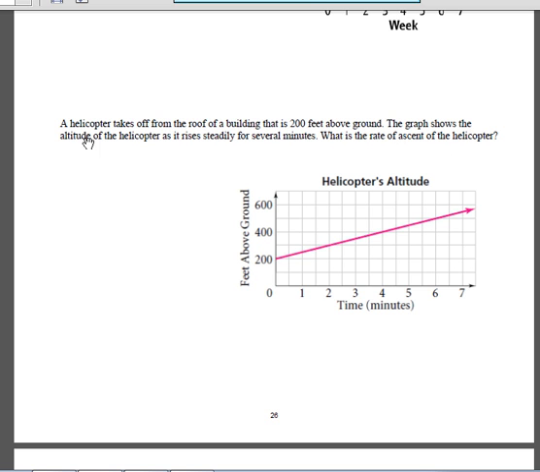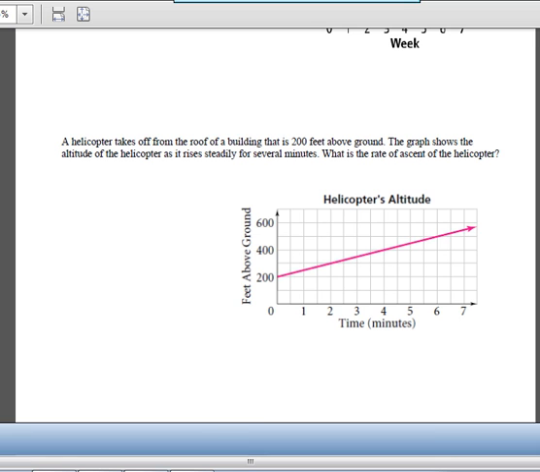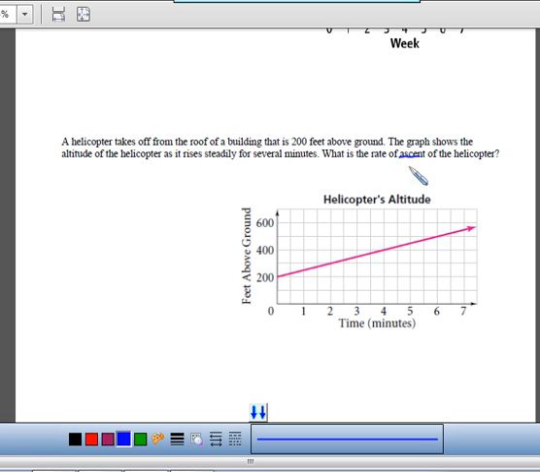Okay, the helicopter. The helicopter takes off from the roof of a building that is 200 feet above ground. The graph shows the altitude of the helicopter as it rises steadily for several minutes. What is the rate of ascent of the helicopter? Now, I'm sure many of you know this, but just in case you don't, the word ascent means to rise, okay? So, what we need to do is, we need to take a couple of points on our graph.